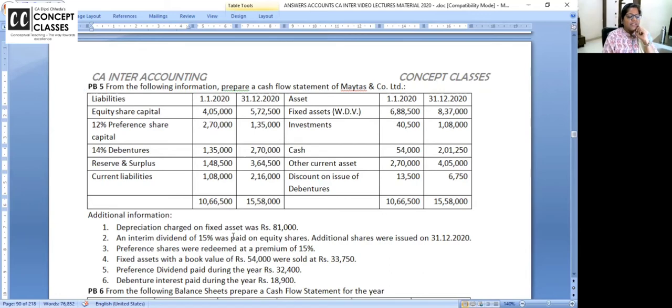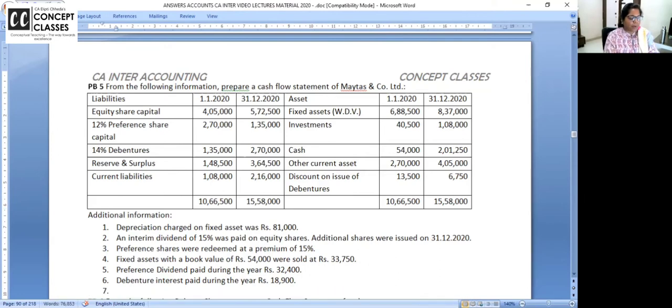Additional information is depreciation. Interim dividend is given. Additional shares are issued on the last day, 31/12. This indicates that if additional shares are issued on the last day, interim dividend will not be paid on the additional shares. They will be paid only on the opening, right? Preference shares were redeemed at premium, fixed assets were sold, preference dividend is paid, debenture interest is paid. This is all the information.